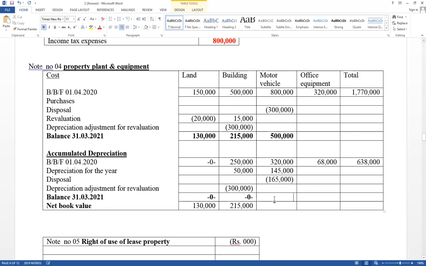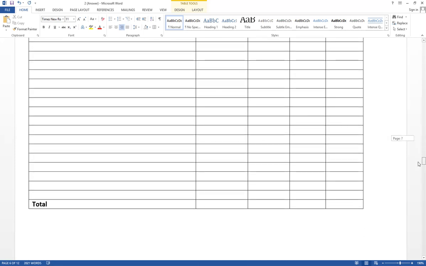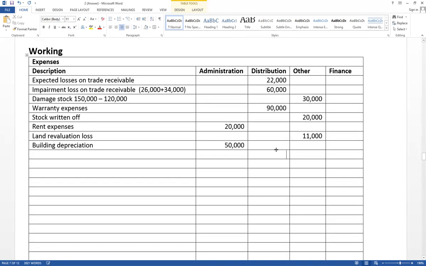And think about accumulated depreciation also. Plus values are added, minus values deducted. Accumulated depreciation closing balance equals 300,000. Then cost minus accumulated depreciation, here net book value equals 200,000. Then annual depreciation should be included under distribution expense also, as well as disposal profit. Annual depreciation equals 145,000. Under distribution expense, 145,000 as motor vehicle depreciation.